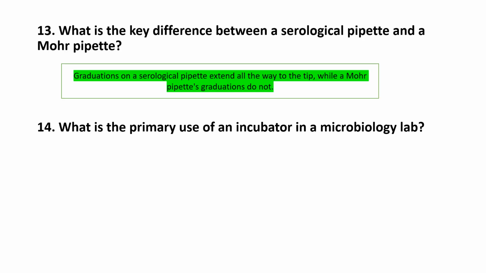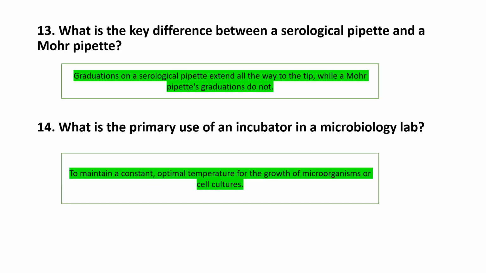Number 14, what is the primary use of an incubator in a microbiology lab? The use of an incubator in a microbiology lab is to maintain a constant optimal temperature for the growth of microorganisms or cell cultures. When we receive a sample in microbiology, we culture it if it requires culturing, and then what do we do? After culturing it on different media that we use in microbiology, MacConkey, chocolate agar. Yeah, so after culturing, what do we do?